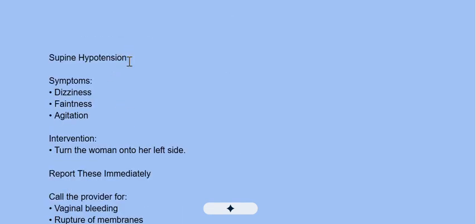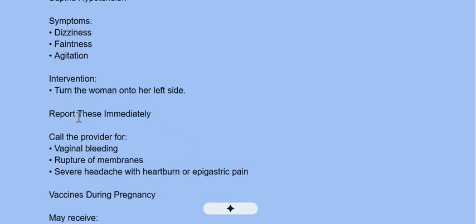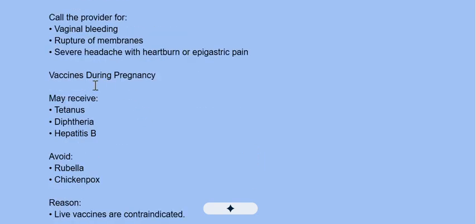Supine hypotension. Symptoms: dizziness, faintness, agitation. Intervention: turn the woman onto her left side. Report these immediately. Call the provider for vaginal bleeding, rupture of membranes, severe headache with heartburn or epigastric pain.